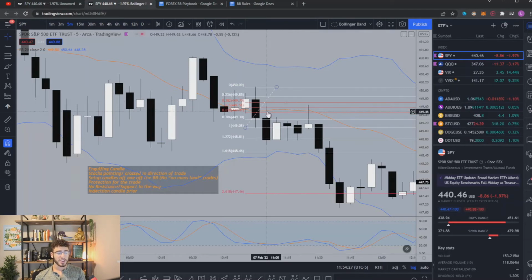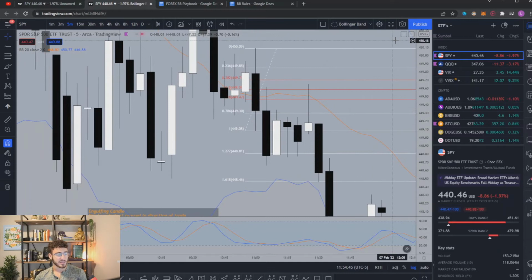And as you can see, we actually very, very nicely reject off of that level. So no resistance or support in the way. There is no resistance or support in the way. The resistance or support in this case would be the lower Bollinger Band. And as you can see, our second take profit level is before the lower Bollinger Band, the 161.8 level. So indecision candle prior, yes, this is an indecision candle because there's a wick to the low and a wick to the high. Not very confident close in either direction.